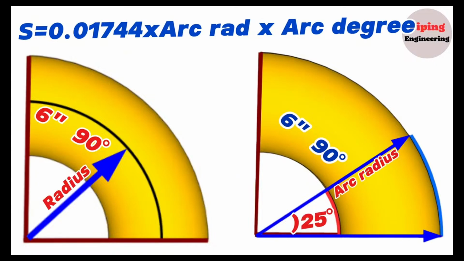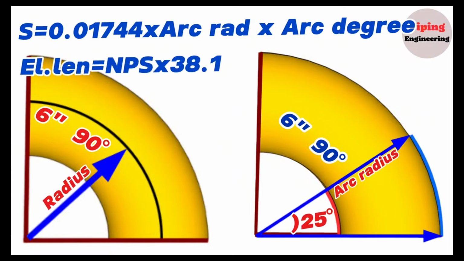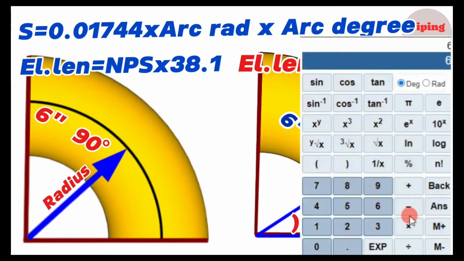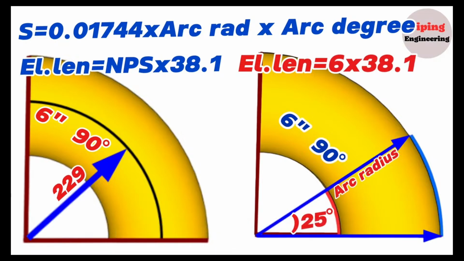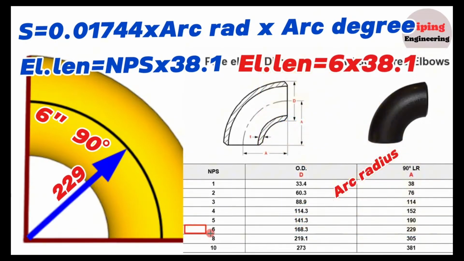The formula for calculating the length of 90-degree long radius elbows is as follows. Elbow length in millimeters equals nominal pipe size multiplied by 38.1. So the 6-inch 90-degree elbow length will be 6 multiplied by 38.1. Using the calculator, we find that 38.1 multiplied by 6 equals 229 millimeters. Let's check this result with a dimension chart of 90-degree long radius elbows. We can see in the chart, the nominal pipe size 6-inch long radius elbow outside diameter is 168.3 millimeters and the center to end dimension, the radius, is 229 millimeters.